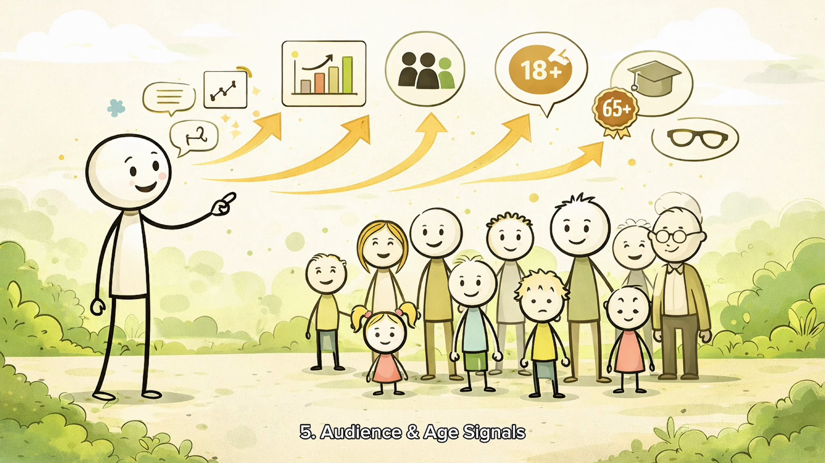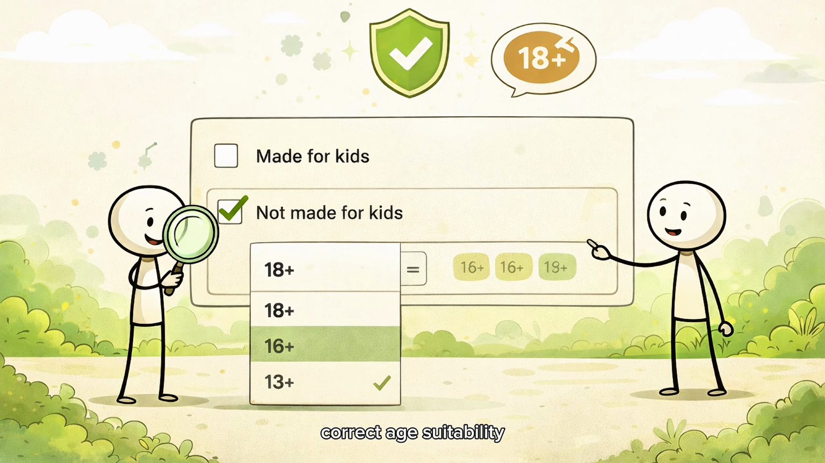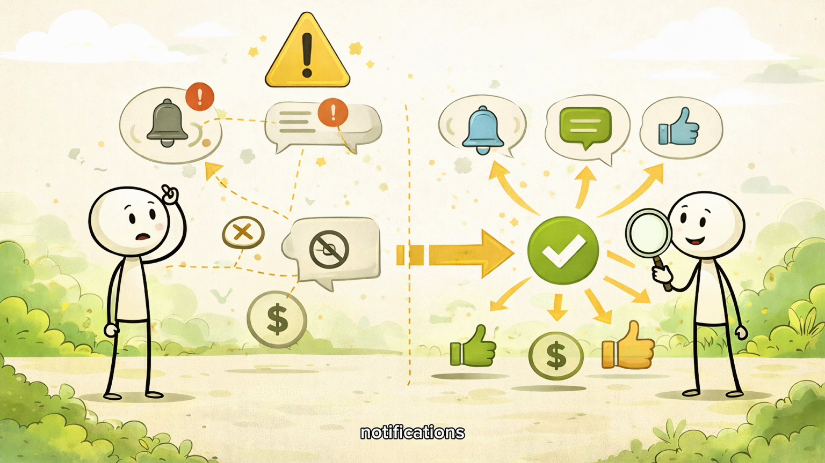5. Audience and age signals. Always confirm. Not made for kids. Correct age suitability. Mislabeling limits notifications, comments, ad reach, and recommendations. Accuracy matters more than optimism here.